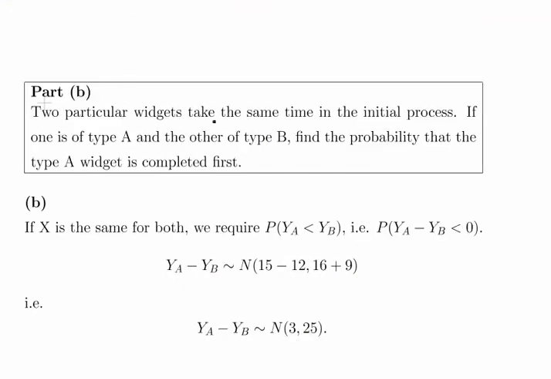Okay. So two particular widgets take up the same time in the initial process. If one is of type A and the other is of type B, find the probability that widget A was completed first. Another way of asking this is that X is the same for both. Both seemingly took precisely the same amount of preparation time, but what is the probability that one was completed before the other for the finishing time? So this is what we're looking at here: YA is less than YB, okay?